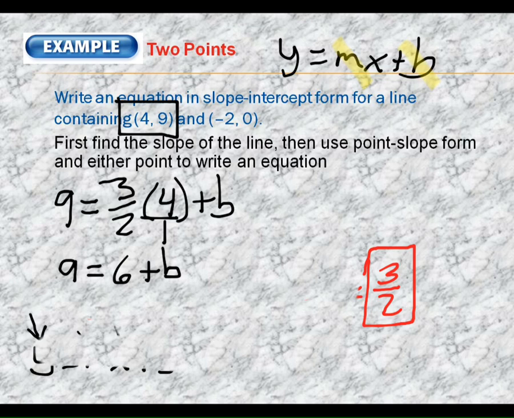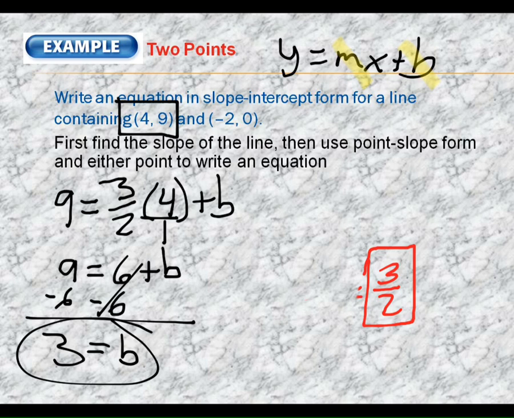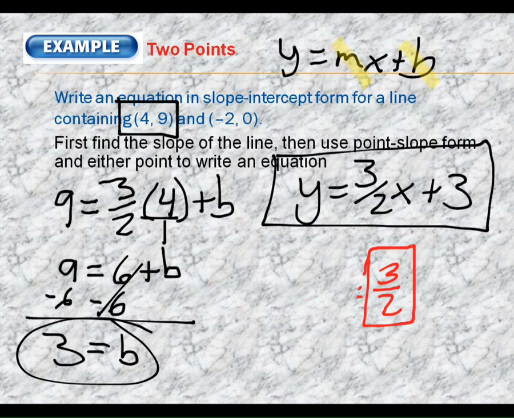And finally, I need to solve for b, so I need to move that positive 6 to the other side of the equal sign. So I will subtract it, and I get b equals 3. So I have my y-intercept. I have my slope. So I can write the equation, which would be y equals 3 over 2x plus 3. That would be the slope-intercept form that goes through these 2 points.